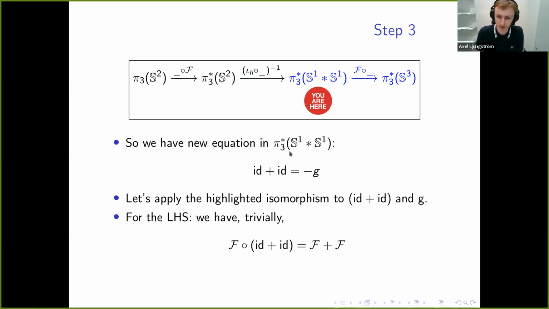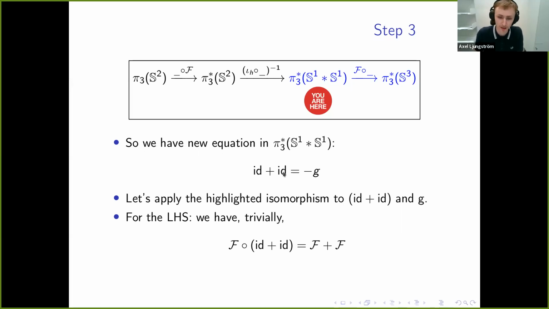So now we're working in here, and we want to show that the identity plus the identity is equal to minus this G guy that I just gave. This looks like it should be easy, maybe, but G is still a mess. So we need to pass it one more time. This time we're going to compose with F, the equivalence between S1 join S1 and S3. We're going to pass it along by composing with F, and we're going to look at what happens.